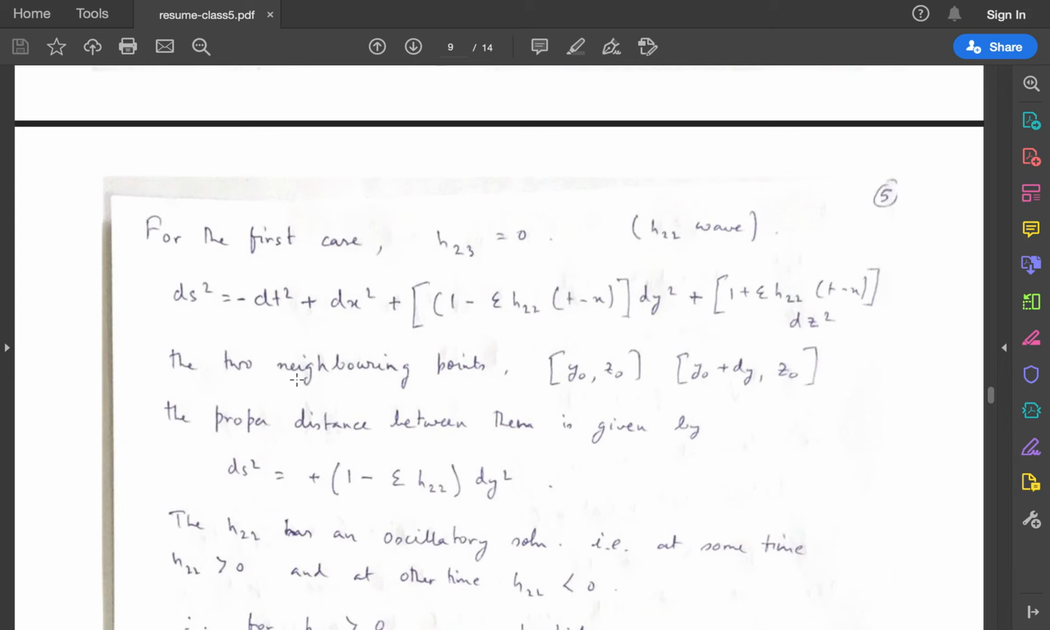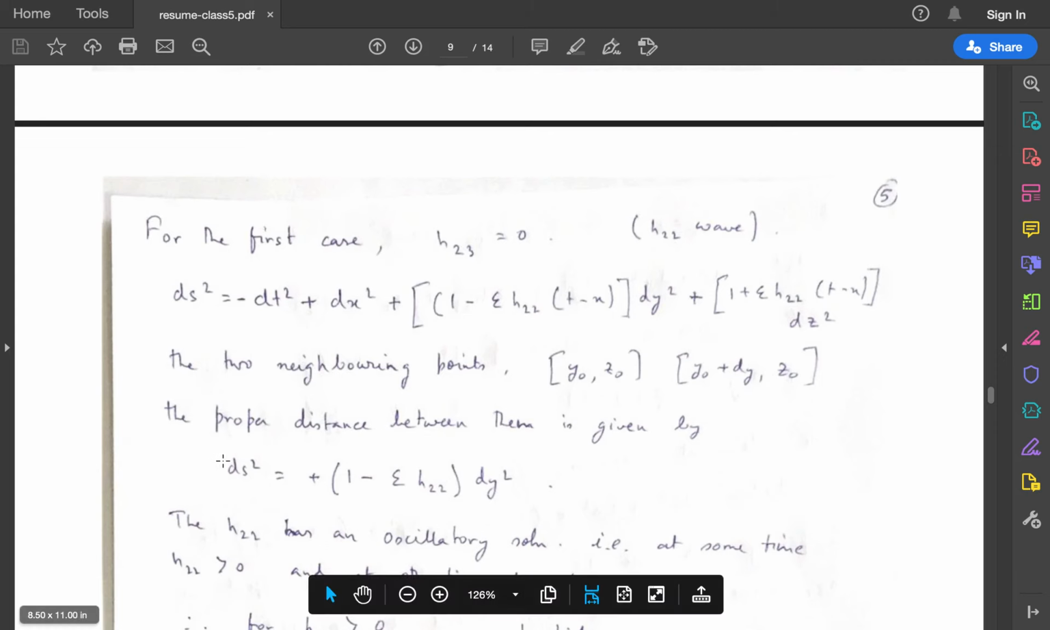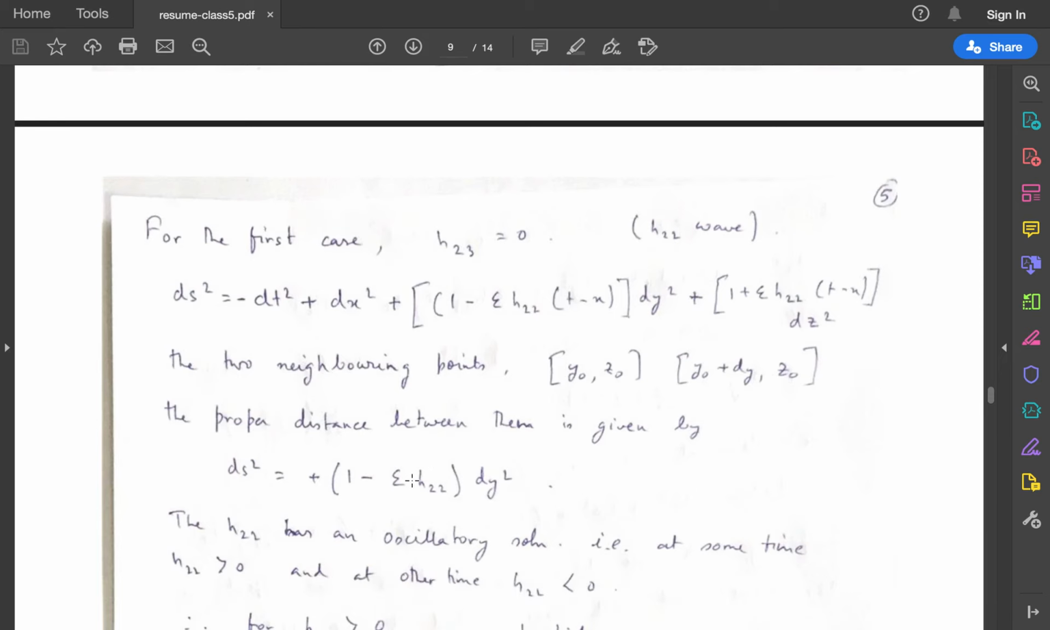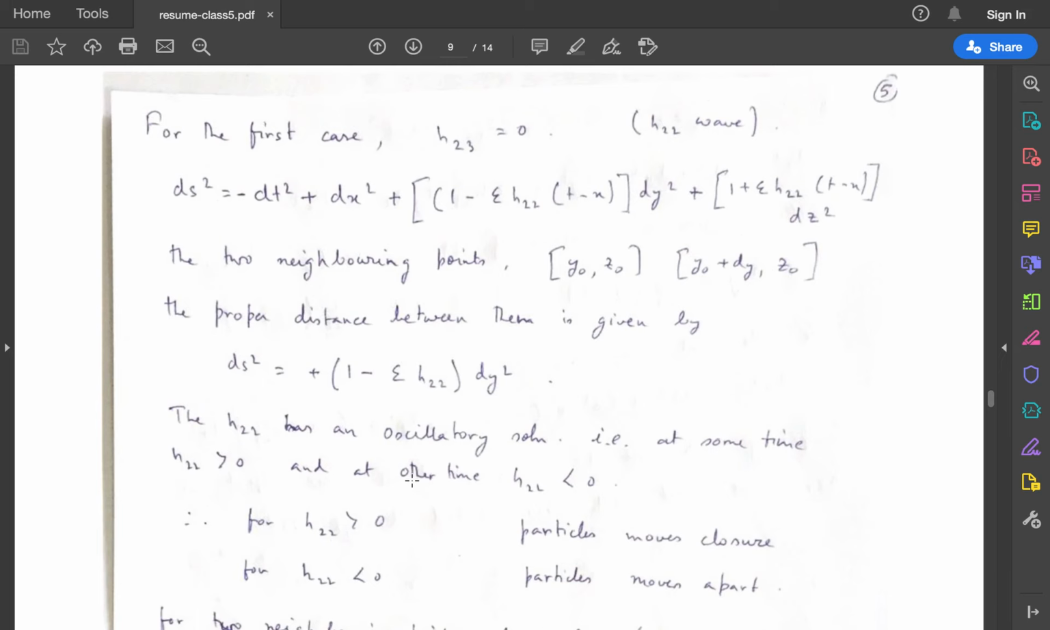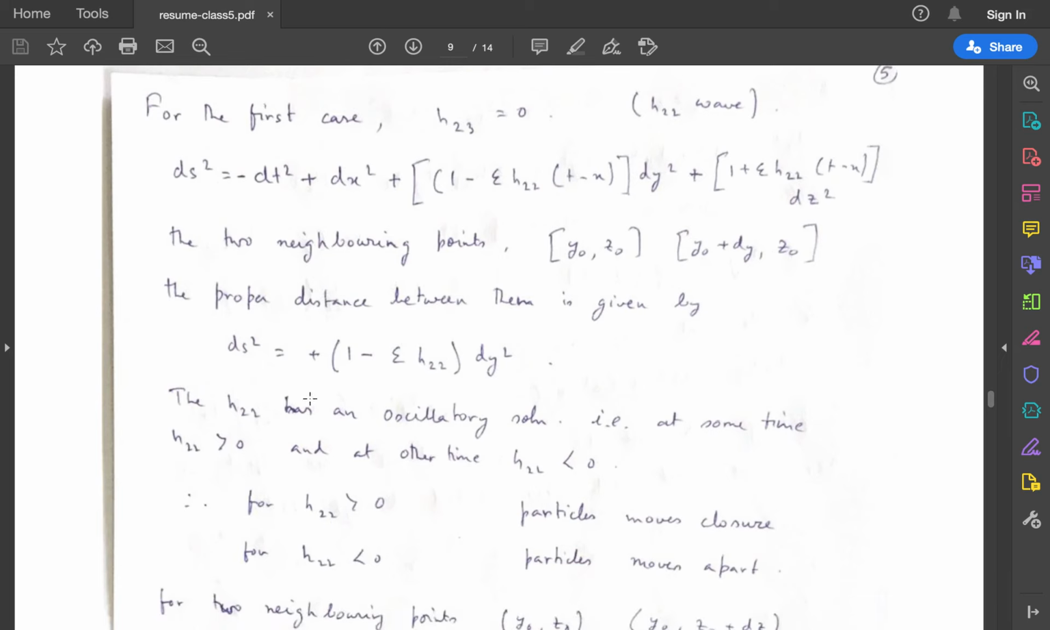If we are talking about two neighboring points, let us say they have coordinates y0, z0 and y0 plus dy, z0. Therefore the proper distance between them will be given by only this, 1 minus h22. Epsilon is a parameter which says that this is small. You can have this parameter, or you can say that h22 is small. Either is fine. Now let us see what this tells us.